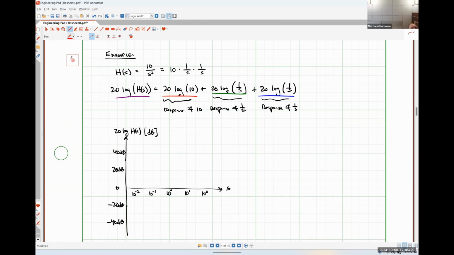So let's do the red thing first. So what's 20 log of 10? Feel like we already figured that out, right? Positive 20. So the frequency response of that constant value is just a line at 20 decibels over all of our frequencies of interest.